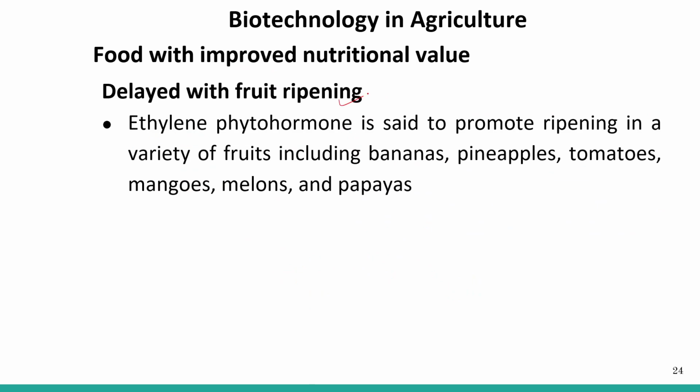Now, delay with the fruit ripening. How to delay this fruit ripening? Ethylene phytohormone is said to promote ripening in a variety of fruits, okay, like banana, pineapple, tomatoes, mangoes, melons, and papayas, right? So if we can block the synthesis of this ethylene or minimize the synthesis of this ethylene, we have control over the ripening of the fruit, right? So let us see how it happens.